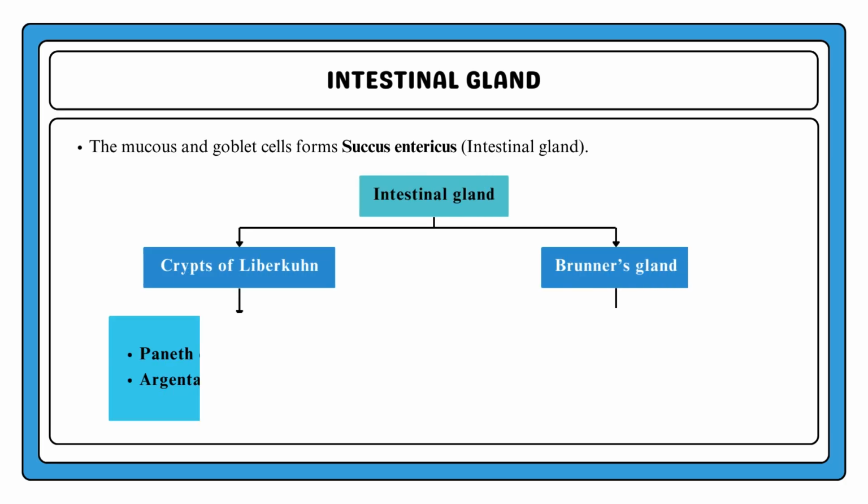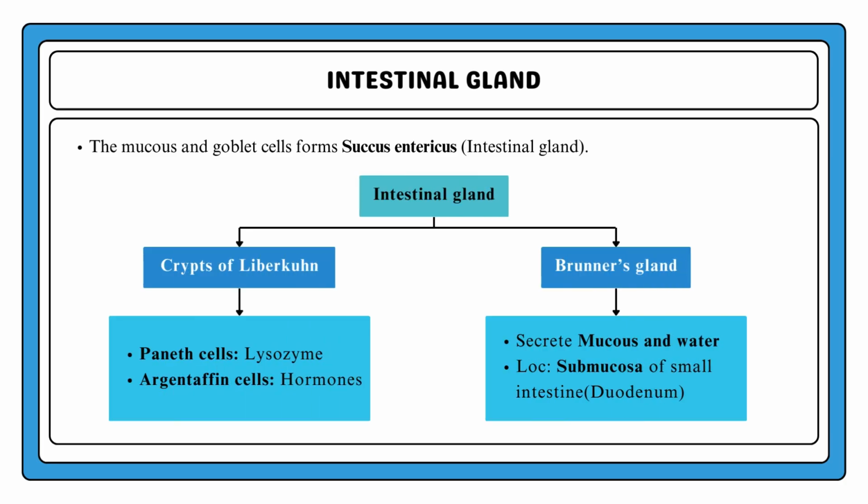The last digestive gland is the intestinal gland. The mucus and goblet cells form the succus entericus, which is the intestinal gland. The intestinal gland contains 2 kinds of glands, namely crypts of Lieberkühn and Brunner's gland. The crypts of Lieberkühn contain 2 cells: the Paneth cells secrete lysozyme and argentophil cells secrete hormones. Brunner's gland is located in the submucosa of the duodenum in the small intestine. It secretes mucus and water.